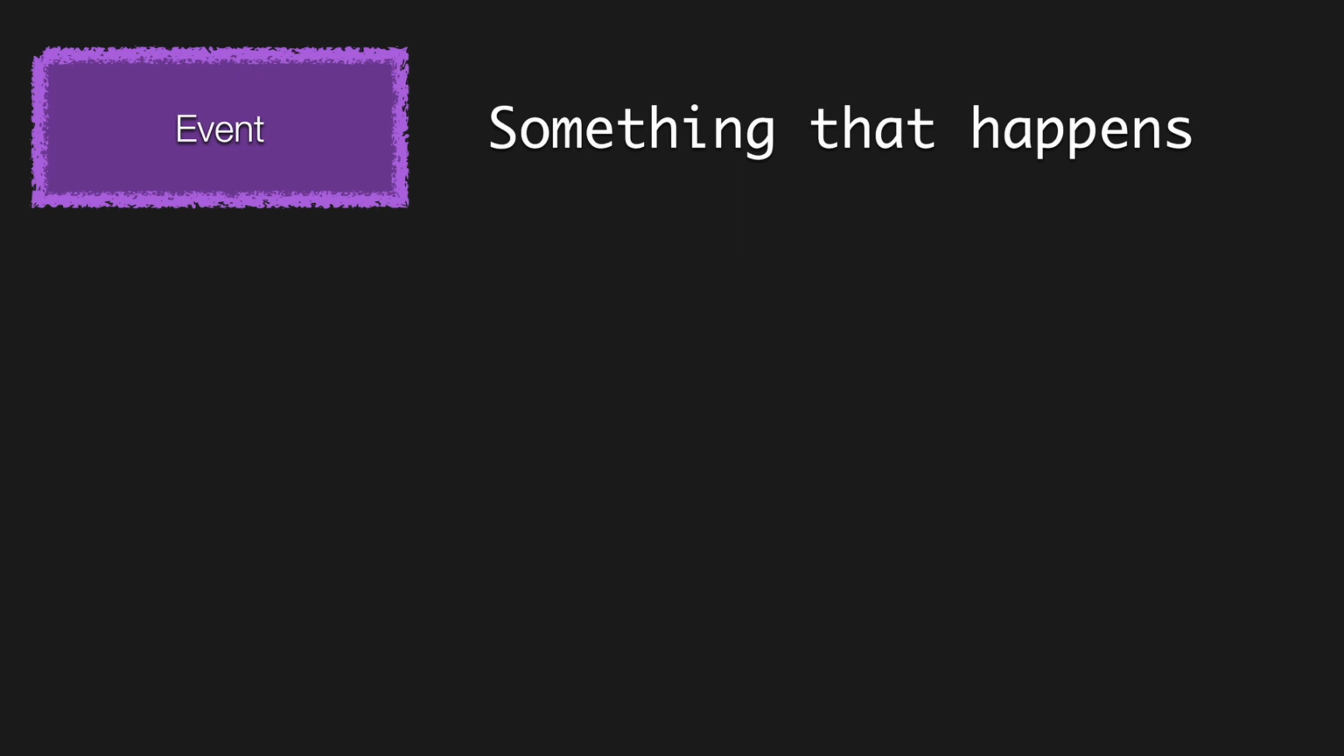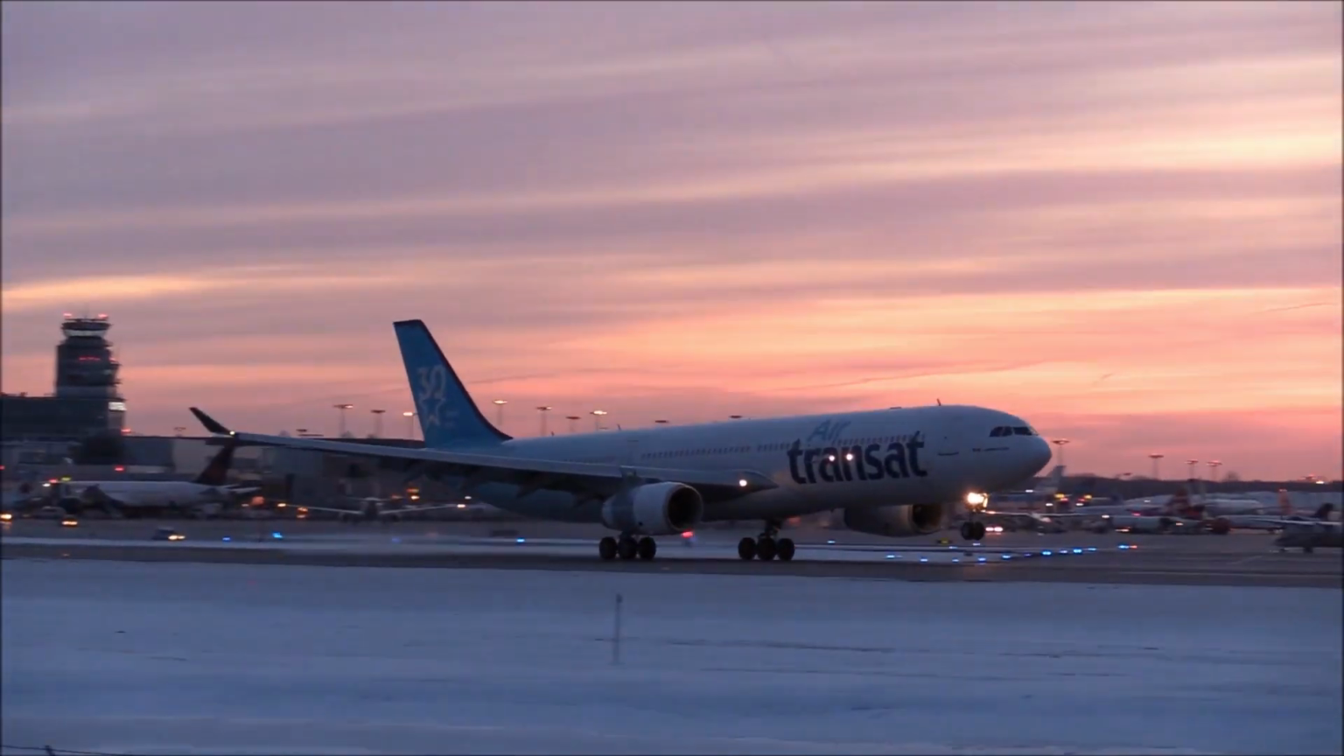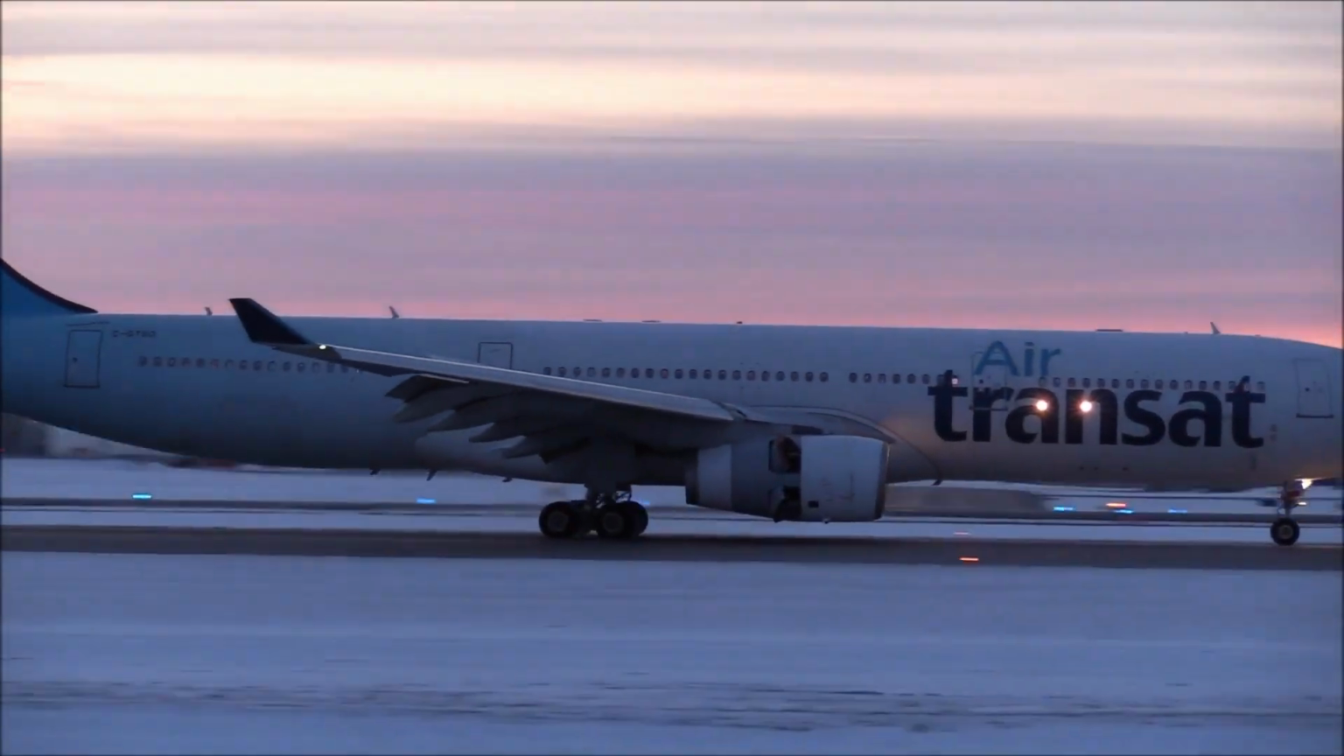What is an event? An event is something that happens. Generally, it's communicated with an event notification to all the subsystems. For example, if you have an airplane and it touches the tarmac, it would send an event saying that the wheels touched the tarmac to all the subsystems on the aircraft.